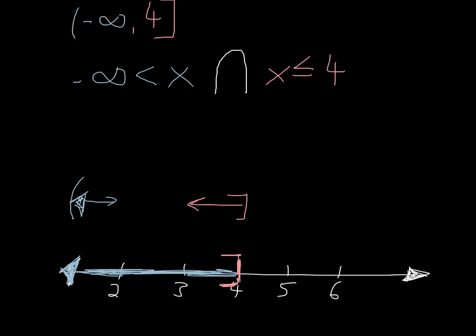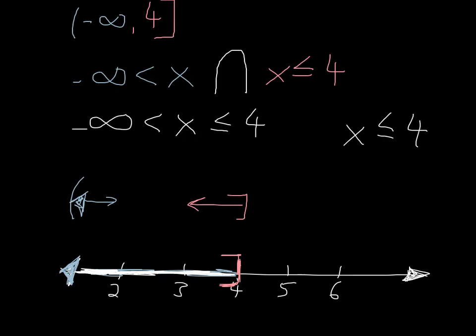Can we write this as a single compound inequality? We can, because it's an intersection. So we have negative infinity is less than x is also less than or equal to 4. If you remember from a few slides back, we can even simplify this if we want. Because we know that everything on this line is greater than negative infinity, we can just simplify this as x is less than or equal to 4.